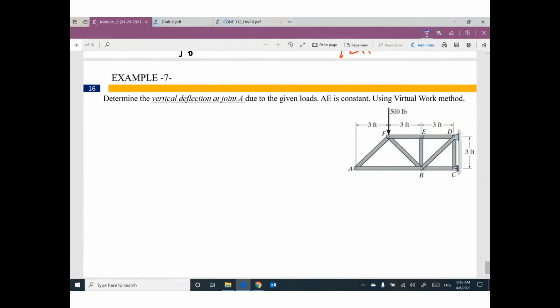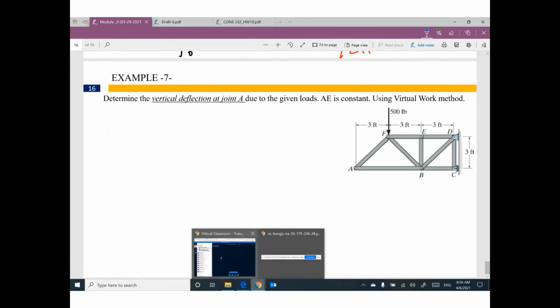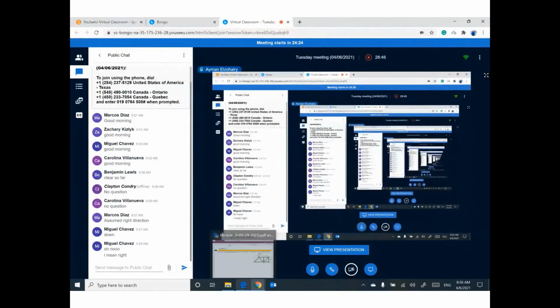But before starting the last example, any question so far? Any question?